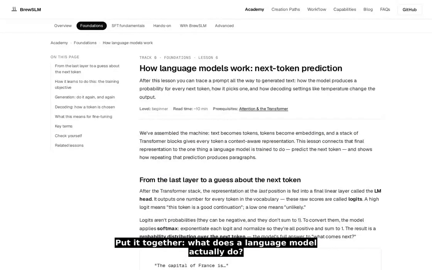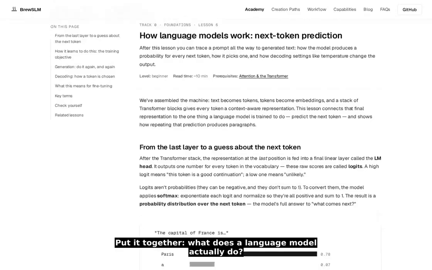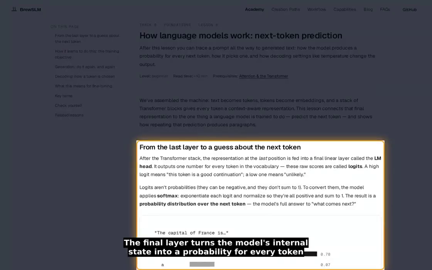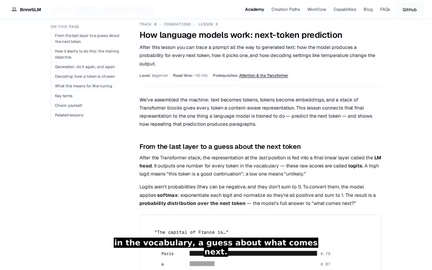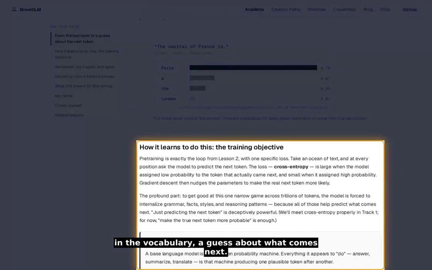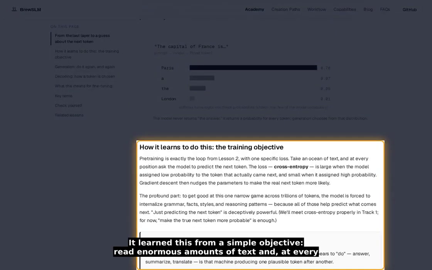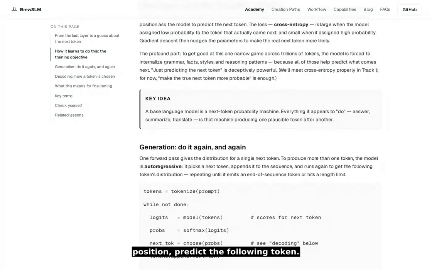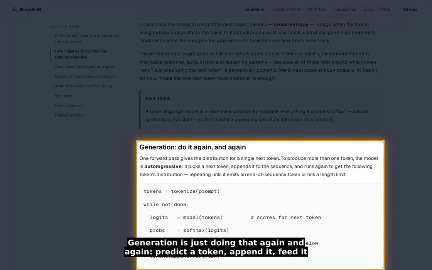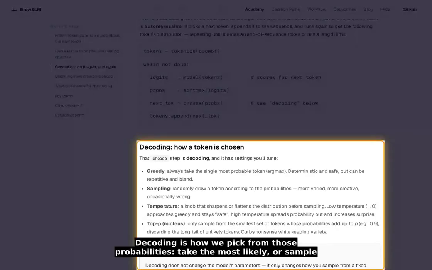Put it together, what does a language model actually do? It predicts the next token. The final layer turns the model's internal state into a probability for every token in the vocabulary, a guess about what comes next. It learned this from a simple objective: read enormous amounts of text and, at every position, predict the following token. Generation is just doing that again and again. Predict a token, append it, feed it back, repeat. Decoding is how we pick from those probabilities.